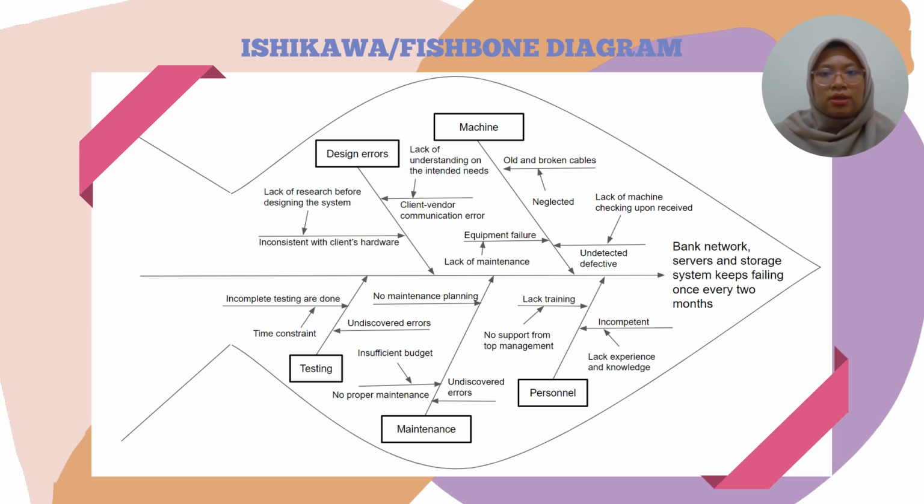Continuing to the third category, testing, we identified that there is incomplete testing done towards the system, leading to undiscovered errors. This might be due to the time constraints, as the bank might be pushing the vendor too much to start implementing the system before they were ready, as they had just changed the vendor. After going through the fourth primary category, maintenance, we figured that there is no proper maintenance done on the ATM machines, which had led to the undiscovered errors. This might be due to the insufficient budget, as maintenance will cost the bank a lot of money.